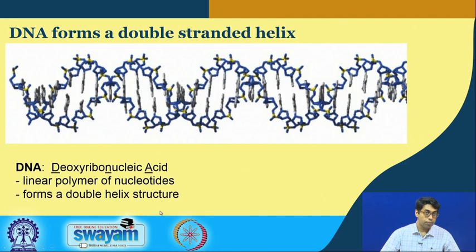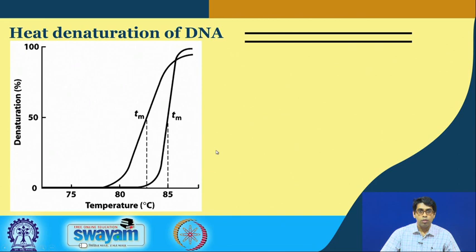Another important property of DNA, which again we are going to exploit during its purification, is the heat denaturation. This is very similar to what we have seen in case of protein. So in case of protein, if you heat them, the protein unfolds, and if you cool it, then the protein can again go back reversibly to form the folded protein. We see something very similar in case of DNA.